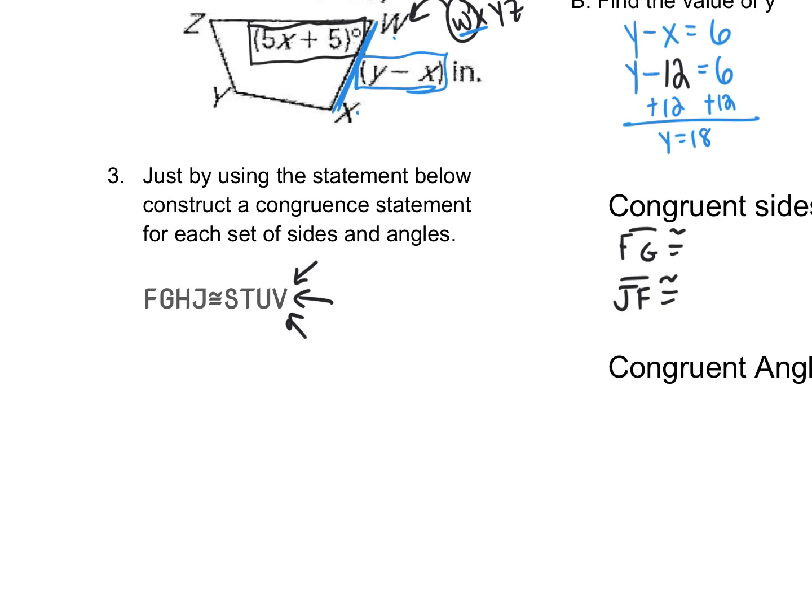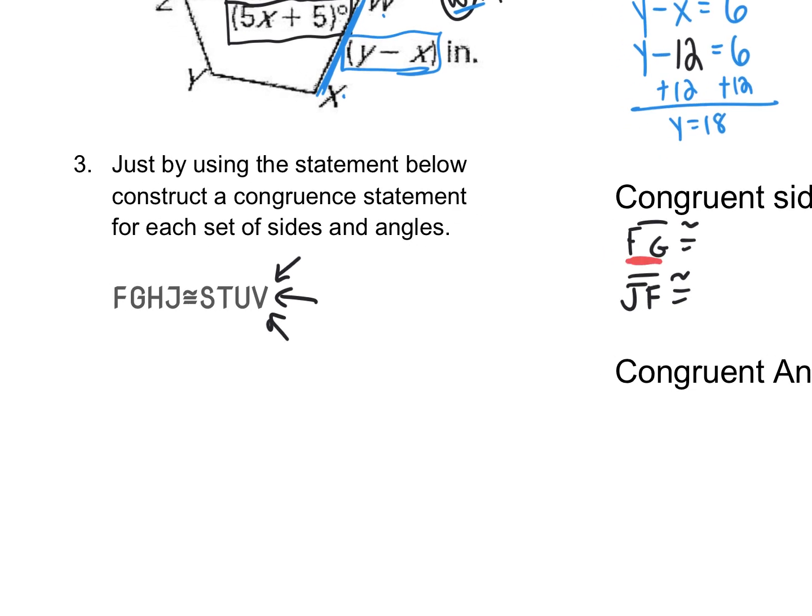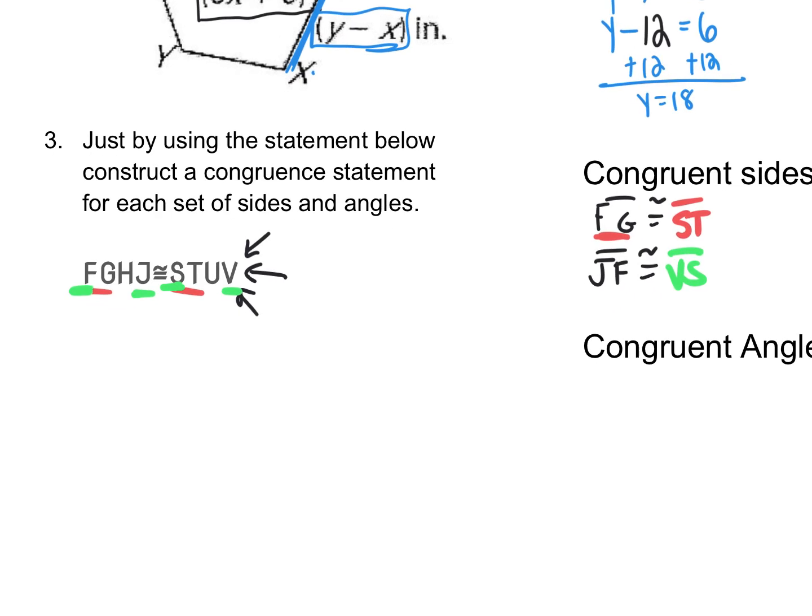So I'm hoping you got a chance to try it. So again, F to G is S to T. So it has to be in that order. Likewise, J to F. Now notice how it's at the end to the beginning. I'm going to do the same thing. End to the beginning is V to S. So you don't need to do the work when you're reading it correctly.